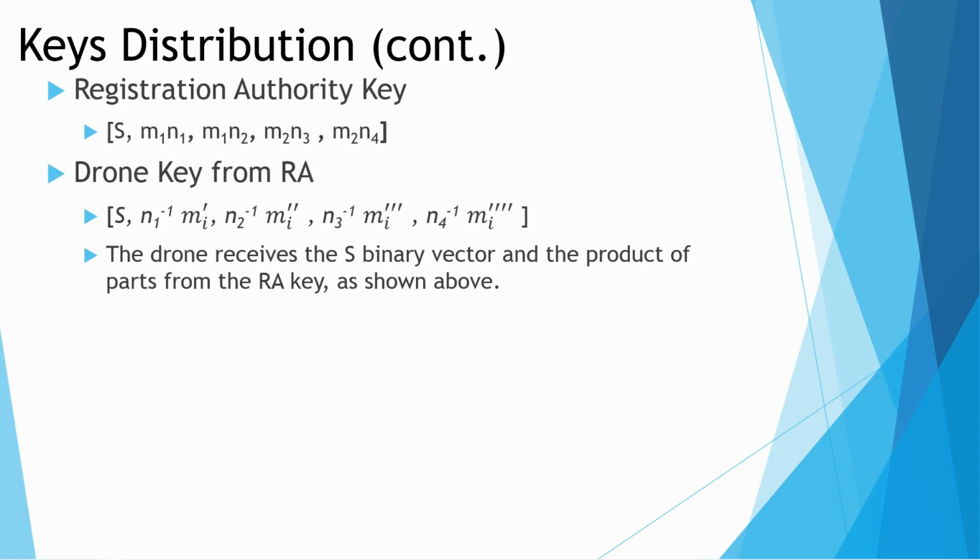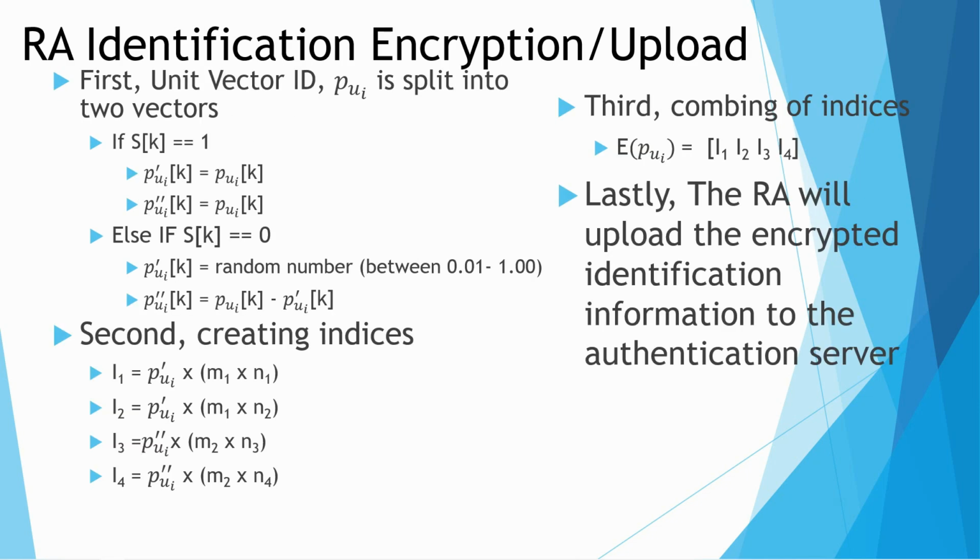Then finally, the registration authority has its key, and the drone key from the RA is distributed to each drone. Please note that the drones receive the S binary vector and the product of parts from the RA key, as shown above. Next, the registration authority takes the drone's identification information, encrypts it using the K-NN algorithm, and then finally uploads it to the server.